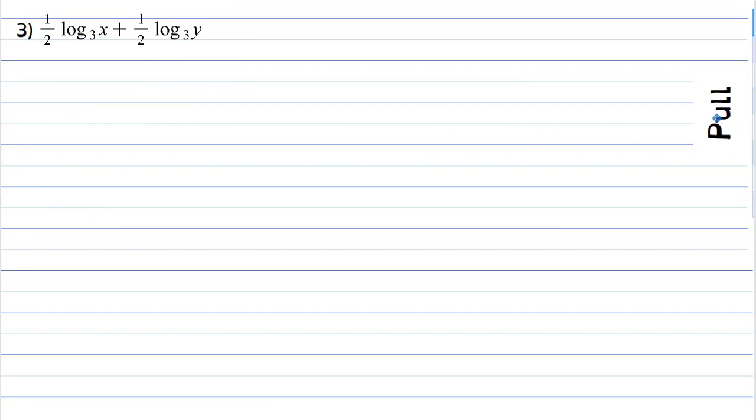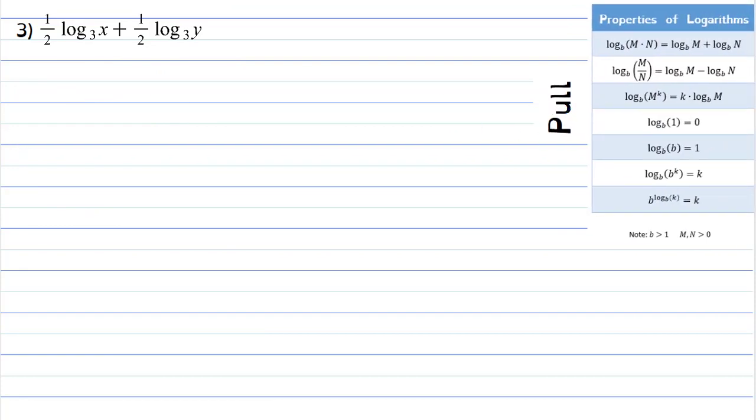So we are going to look at the properties. Again, it's very similar to the last one. I have the coefficients that are going to become my exponent, and then I have addition that's going to become multiplication. So when I move that exponent up, I end up with log base 3 of x to the 1/2 plus log base 3 of y to the 1/2.